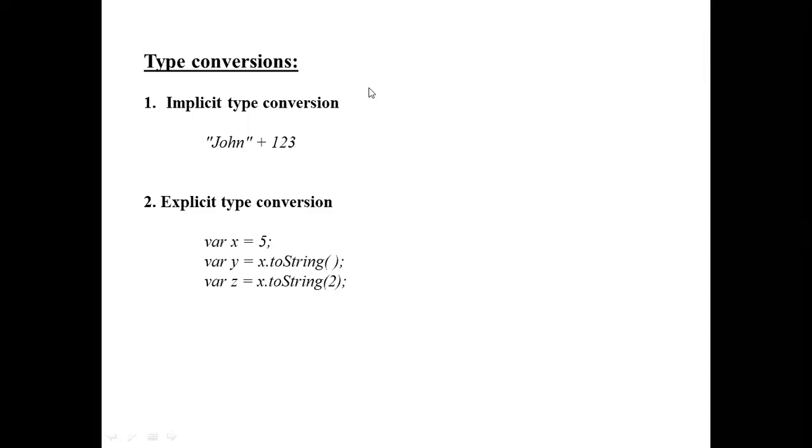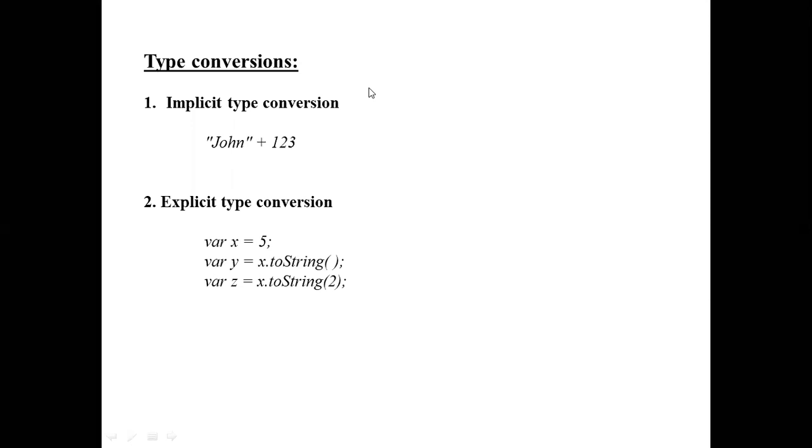So today we discuss type conversions and different types of objects in JavaScript. Here, the first one, type conversion. Type conversion is converting a value or a variable from one type to another type. The mechanism of converting a value or a variable from one data type to another data type is called type conversion. There are two types of type conversions.